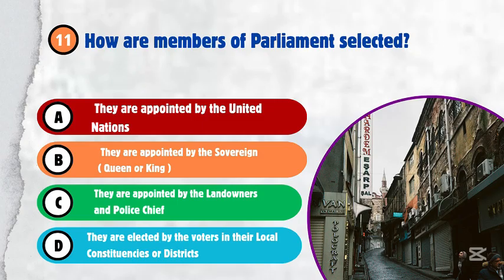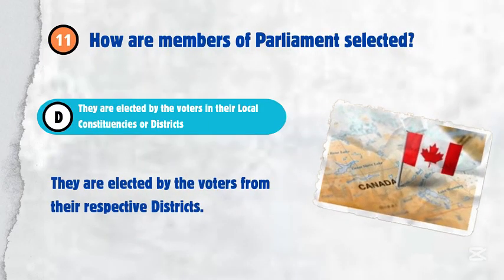11. How are members of Parliament selected? A. They are appointed by the United Nations. B. They are appointed by the sovereign, Queen or King. C. They are appointed by the landowners and police chief. D. They are elected by the voters in their local constituencies or districts.